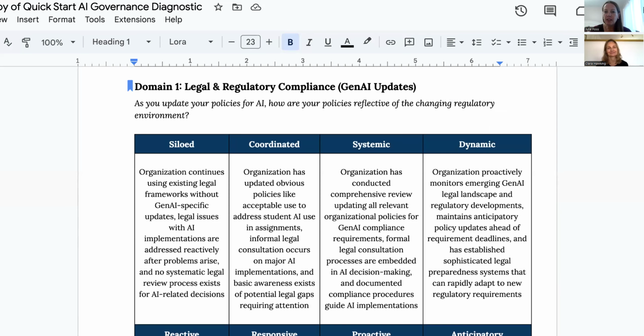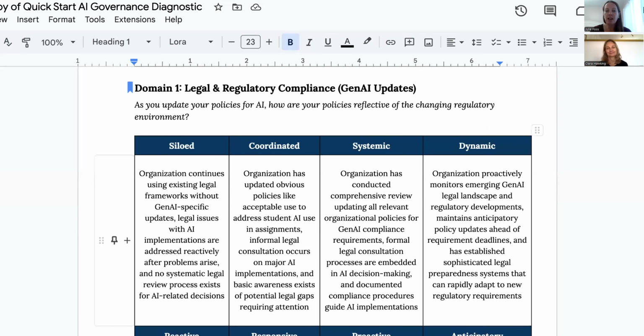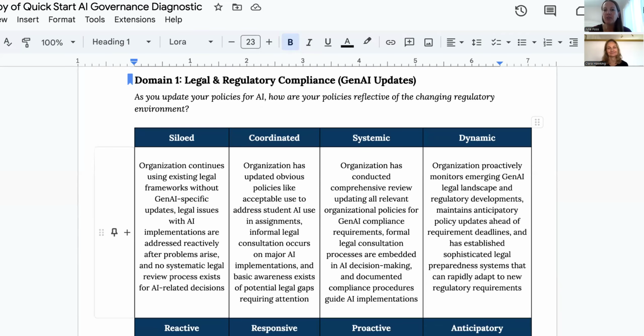And hopefully the language here, while not super specific, is going to give you starting language and starting things to think about to really help you have some of those conversations and think, where are we now? Where are we headed? And what might need to be different if we're going to get there?